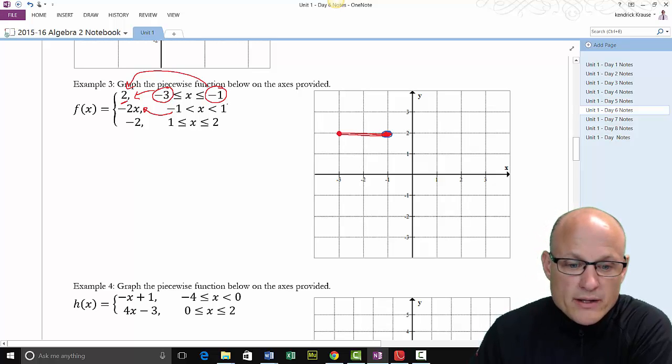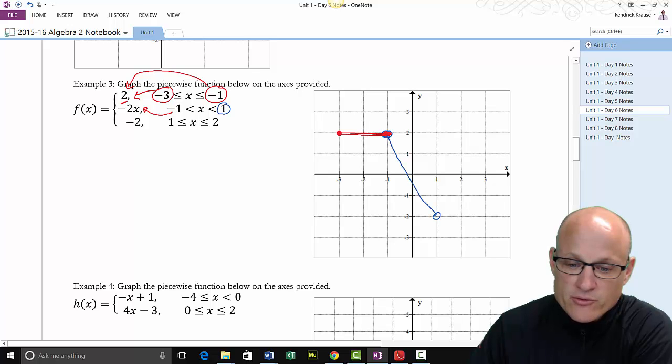Now let's plug in 1. Negative 2 times 1 is negative 2. So 1, negative 2. And that's an open circle because that's the way it was written. And I draw the line in between those two. Sorry about that. It's very difficult to draw lines on this graphics tablet.